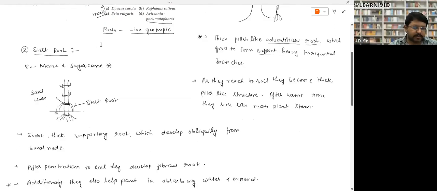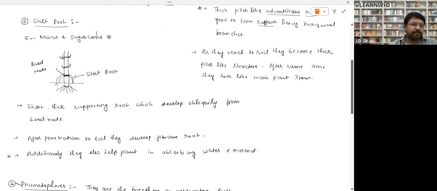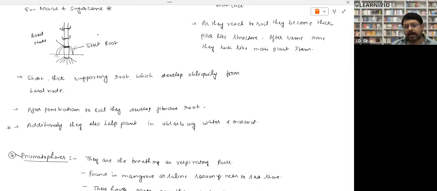Now come to the second point. Second point, there are stilt roots. Stilt roots you can see easily in maize, the corn plant, and in sugarcane. Both are monocot plants, right? You can see these are the nodes and these are the internodes. The distance between two nodes is known as the internode. From every node, leaves come out, right?